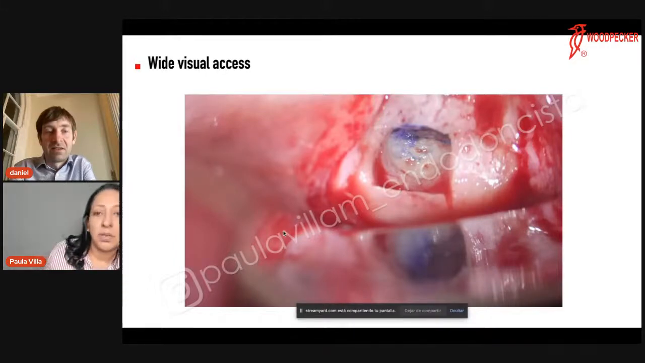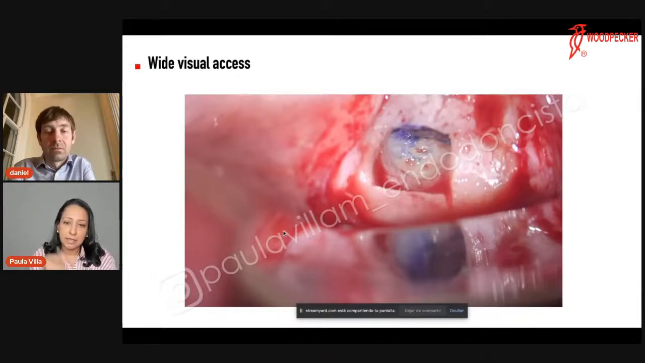About wide visual access, that's important because when we use the handpiece, we usually use an angulated handpiece, but the head of the handpiece sometimes makes it difficult to see the surgical field very well.